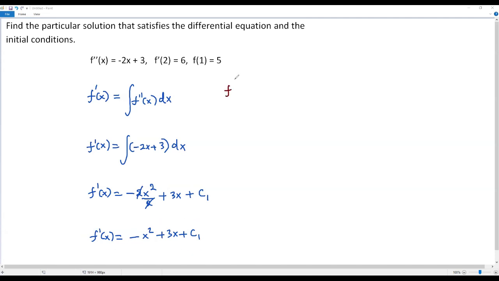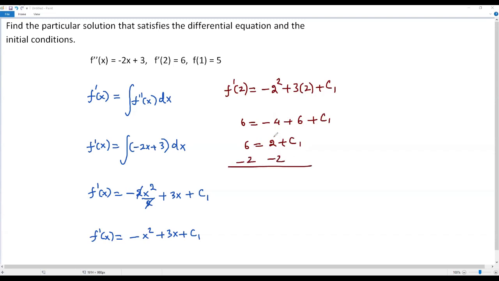Let me do it. That is f prime of 2 equals, on the right side everywhere I plug in x equals 2. Then I'm getting negative 2 squared plus 3 times 2 plus c1. We know the value of f prime of 2 is given in the question itself, that is 6. So we can plug in 6 for f prime of 2. Then I'm getting 6 equals negative, the value of 2 squared is 4, plus 3 times 2 is 6, plus c1. Then I'm getting 6 equals, when I combine these two numbers, 2 plus c1. Now let me subtract 2 from both sides. Then the 2 and negative 2 cancel. I'm getting 4 equals c1.